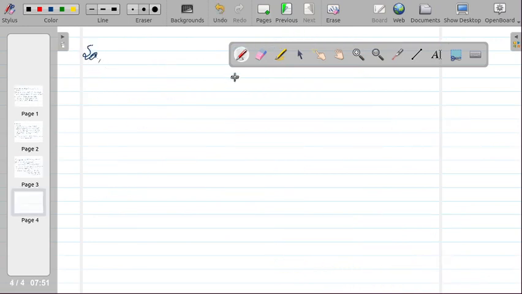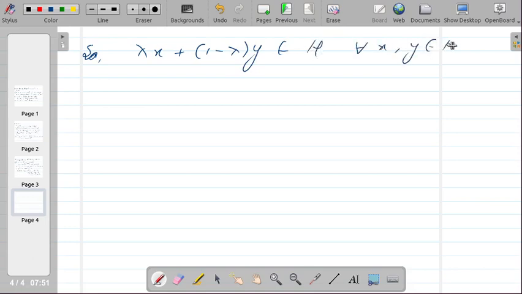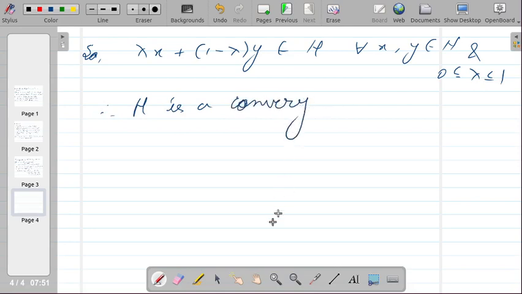So what we have seen: lambda x plus 1 minus lambda y is an element inside H for all x, y inside H, and 0 less than or equal to lambda less than or equal to 1. Therefore, H is a convex set. So any hyperplane is a convex set.